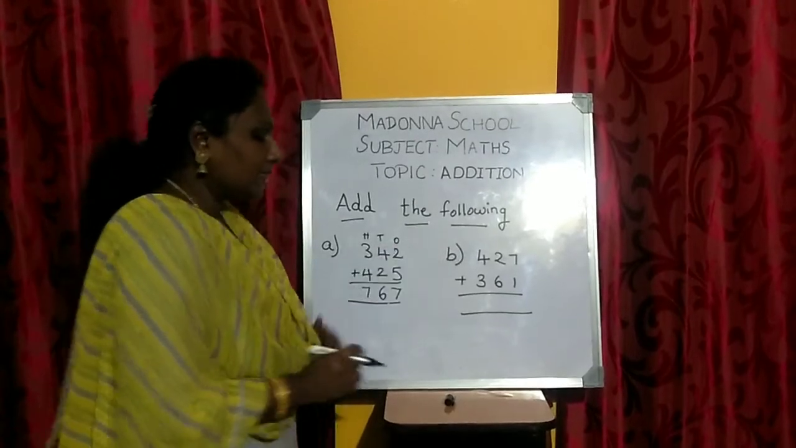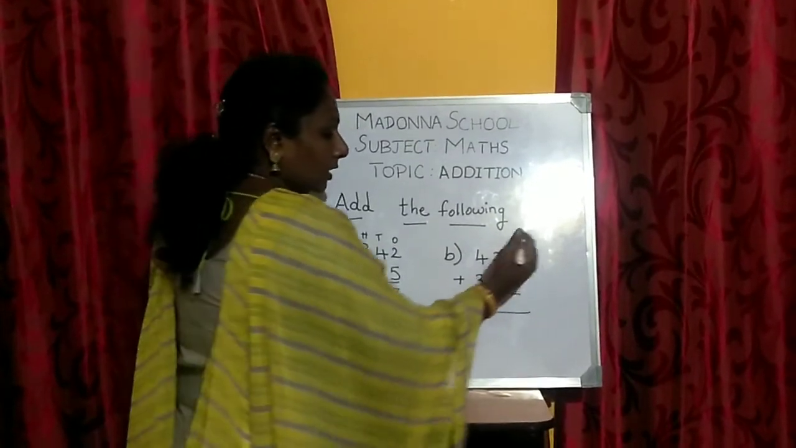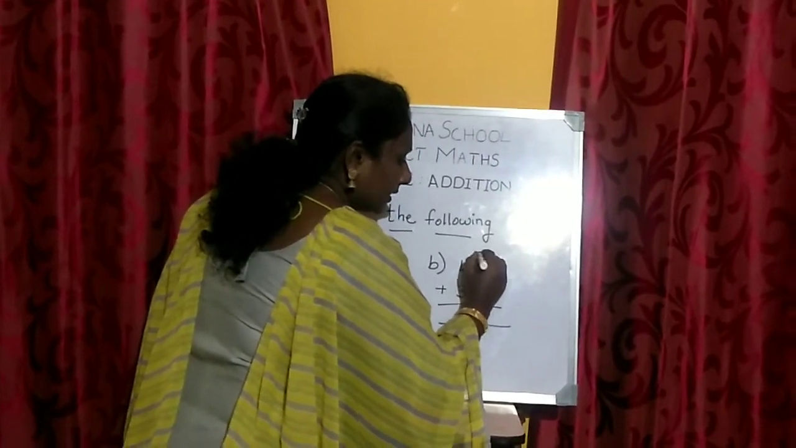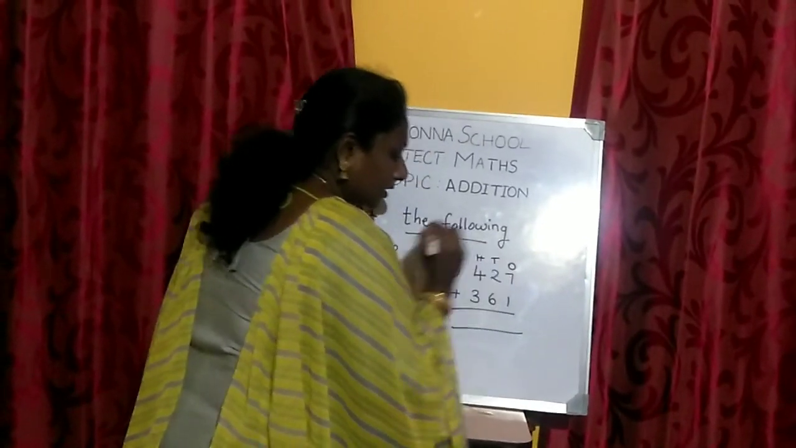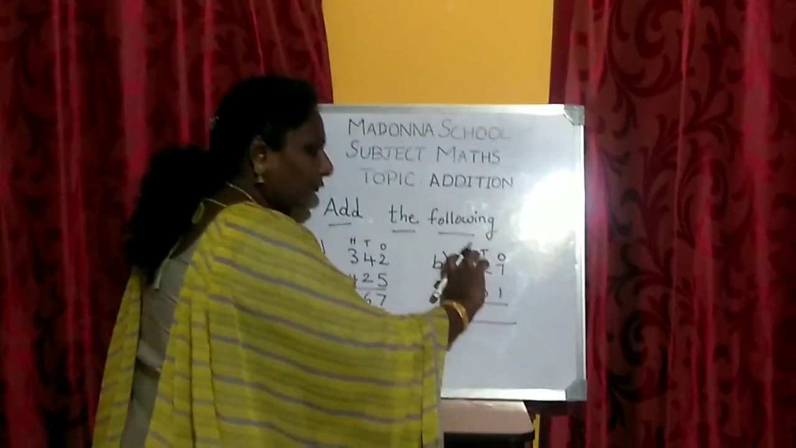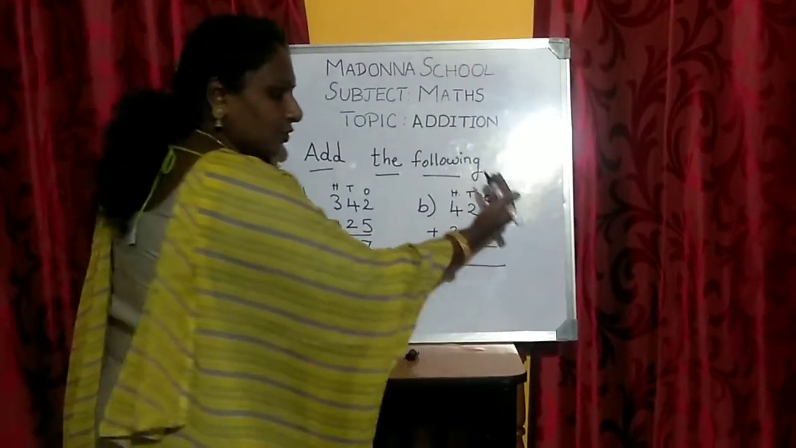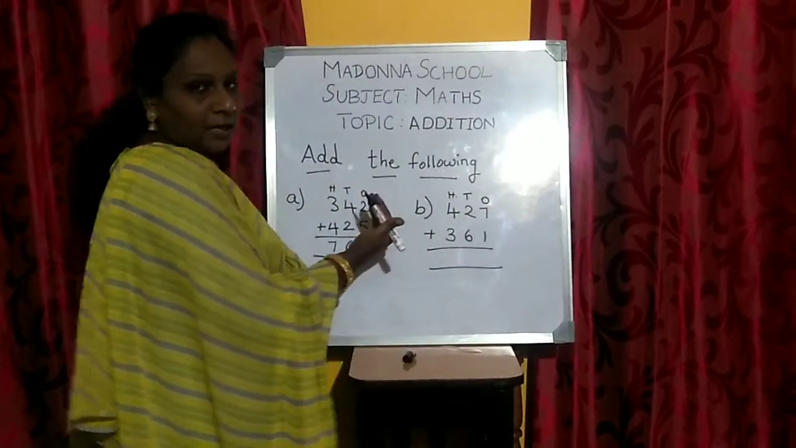Okay. So the other example is, write the place value: ones, tens, hundreds. Okay. So let it be even a 4-digit number. You have to follow the same method. Always you should start from the ones place and it will be continued.